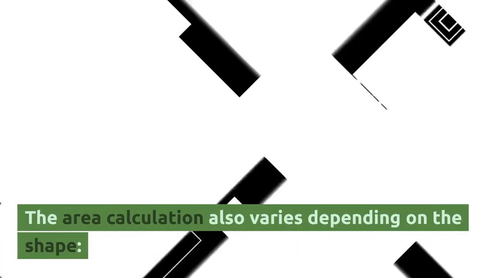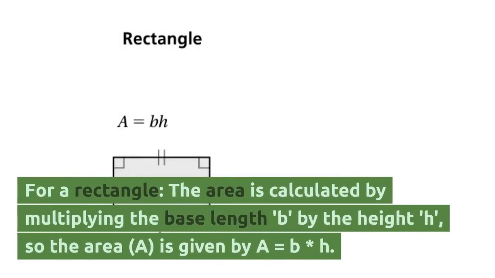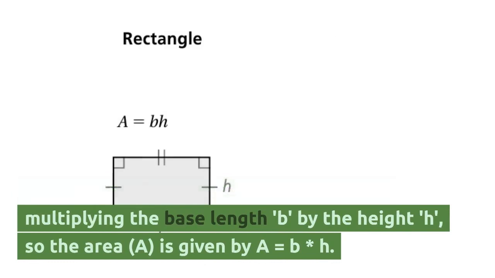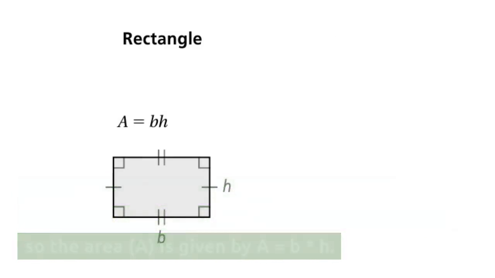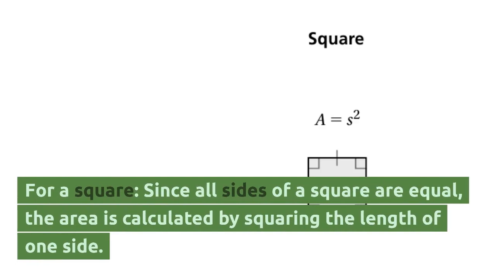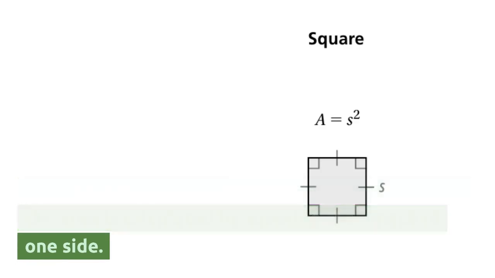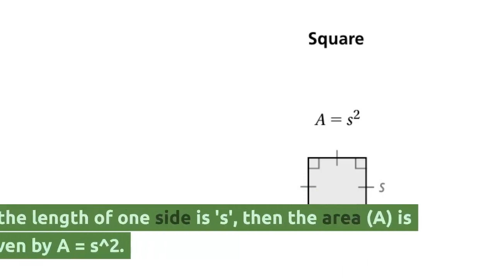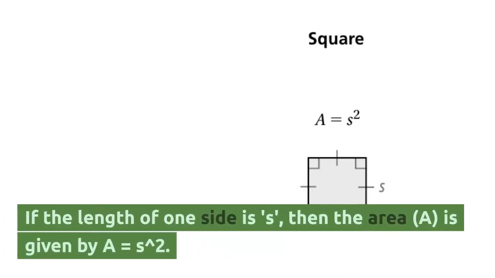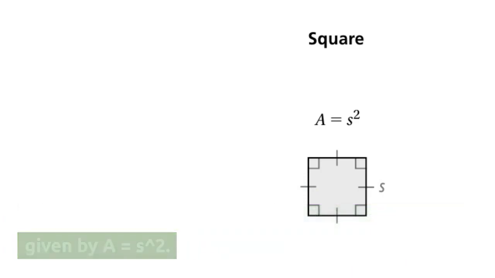The area calculation also varies depending on the shape. For a rectangle, the area is calculated by multiplying the base length b by the height h, so the area, a, is given by a equals bh. For a square, since all sides of a square are equal, the area is calculated by squaring the length of one side. If the length of one side is s, then the area, a, is given by a equals s squared.